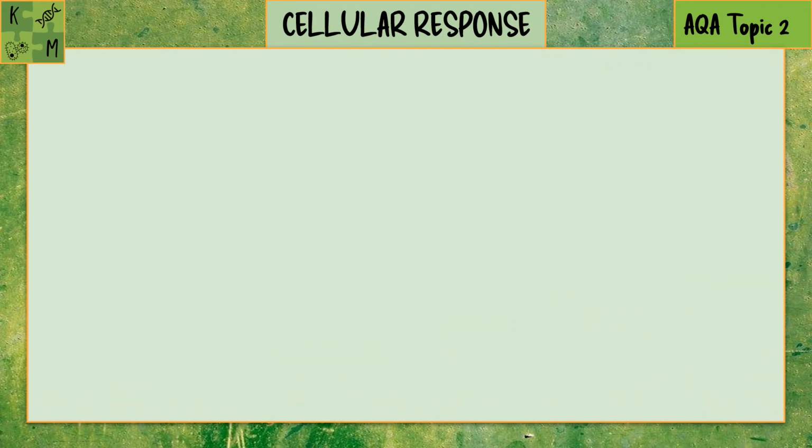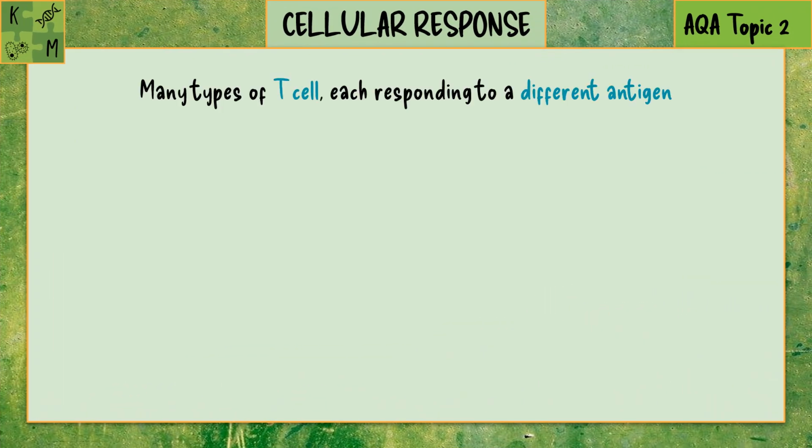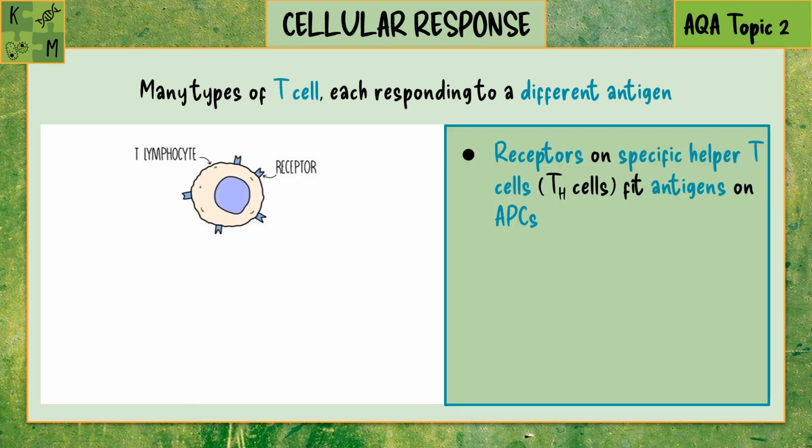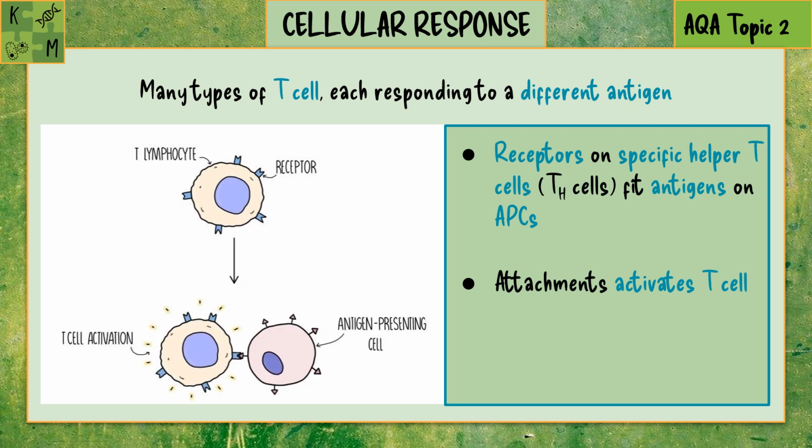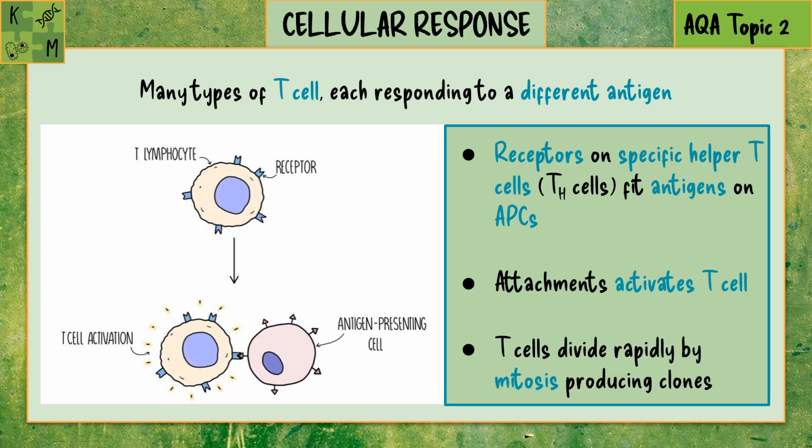Each type of T cell has receptors on its surface that are specific to a particular antigen. Attachment of the specific antigen to the receptors activates the T cell. These T cells are called helper T cells, or Th cells for short. Once the helper T cell is activated, it divides rapidly by mitosis to produce many clones.